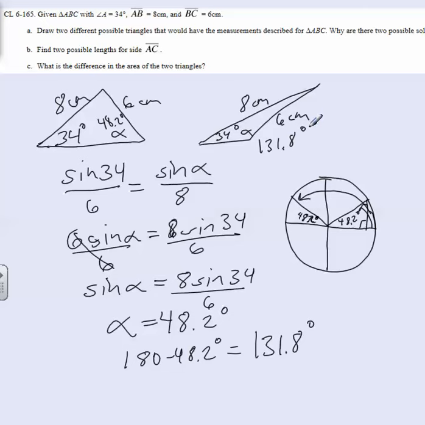Then we can continue to solve for the rest of the triangle using the law of sines. We can find this missing side and this missing side using law of sines, given that we have all of the angles that go with these triangles. Okay, next time moving on to problem number 166.